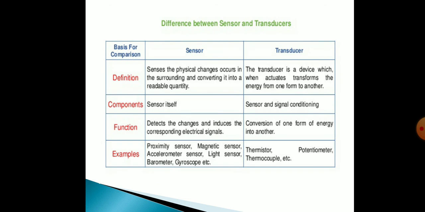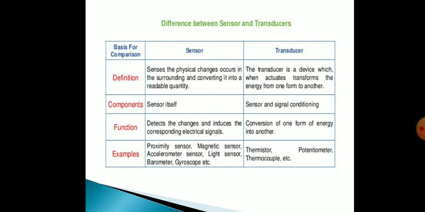The last one is the difference between sensor and transducer. The definition of a sensor: it senses the physical changes occurring in the surroundings and converts them into a readable quantity. The definition of a transducer: a device which, when actuated, transforms energy from one form to another. The component used in a sensor is the sensor itself, and the components used in a transducer are the sensor and signal conditioning.